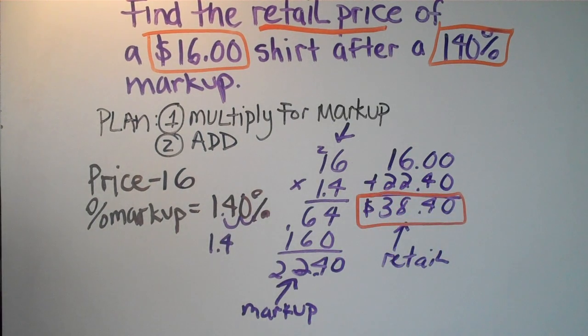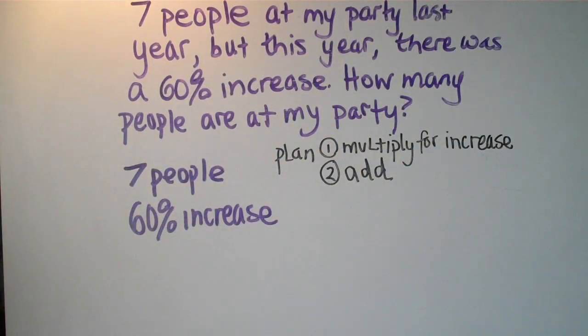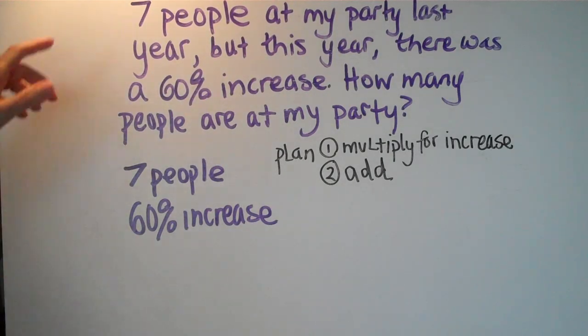Okay, let's try another one that might be worded a little bit differently, but it's basically the same operations, the same rules as the last one. Okay, so the problem says there were 7 people at my party last year, but this year there was a 60% increase. How many people are at my party? So after the increase is what we're talking about.